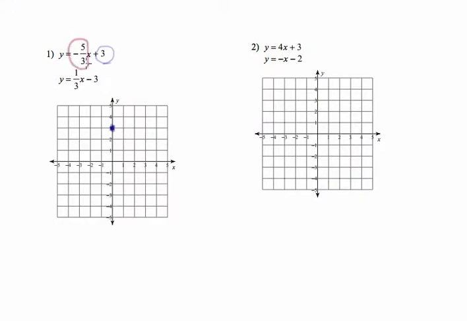And it's negative 5/3. Now, recall slope is rise over run, and if it's negative, that's important. So the rise is negative 5, and the run is 3. If I go to the right by 3, 1, 2, 3, I would then go down by 5: 1, 2, 3, 4, 5. So there are 2 points for my first line. Now I'm going to connect the dots.